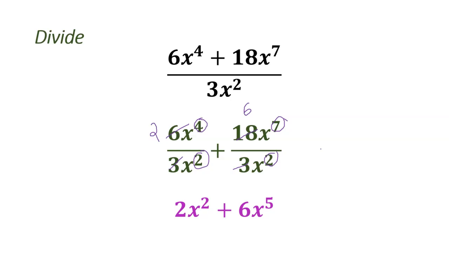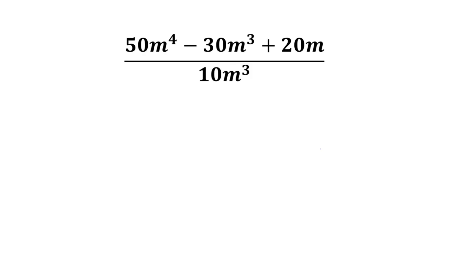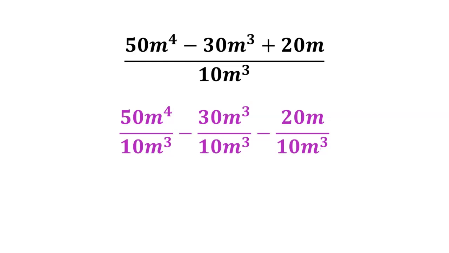Let's see some more examples. This time I have 3 terms on the top and 1 on the bottom. 50m to the 4 minus 30m cubed plus 20m over 10m cubed. I'm going to distribute my denominator 10m cubed 3 times. Let's do that first. Once you do that, we will reduce the numbers and we will use the quotient rule on the variables.